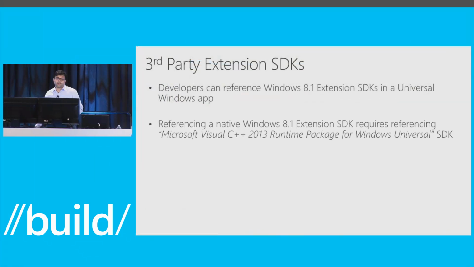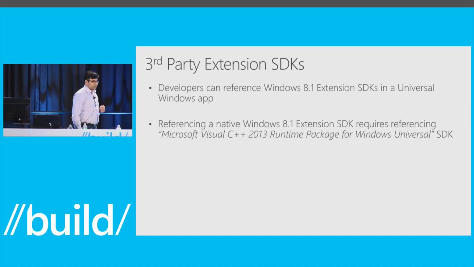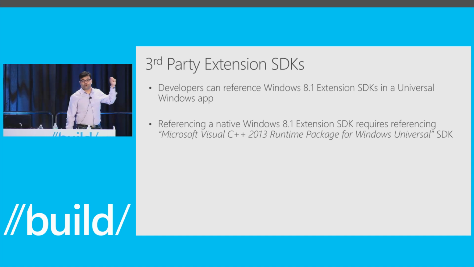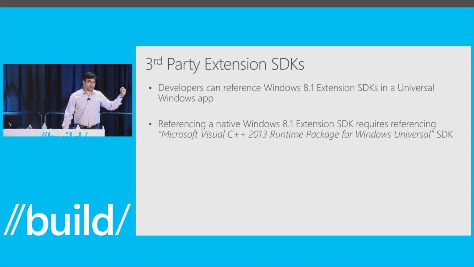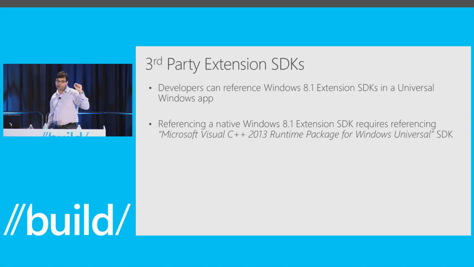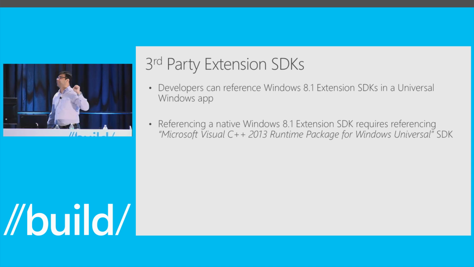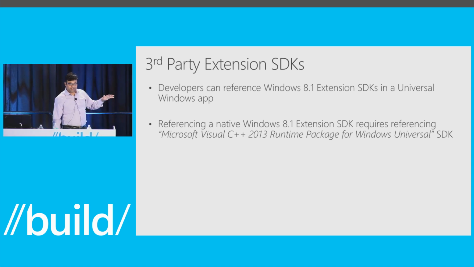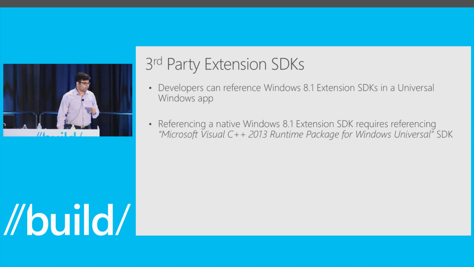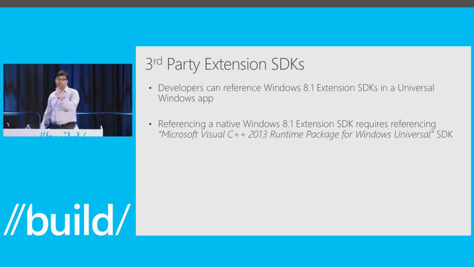If you are using a C++ version of Windows 8.1 extension SDK, it's a native extension SDK, then you have to go and explicitly add a reference to Visual Studio 2013 C++ CRT framework for universal Windows apps. And I will give you why. The existing CRT, which was shipped as a part of Visual Studio 2013, doesn't work with Universal Windows Platform because of the changes in the manifest format.